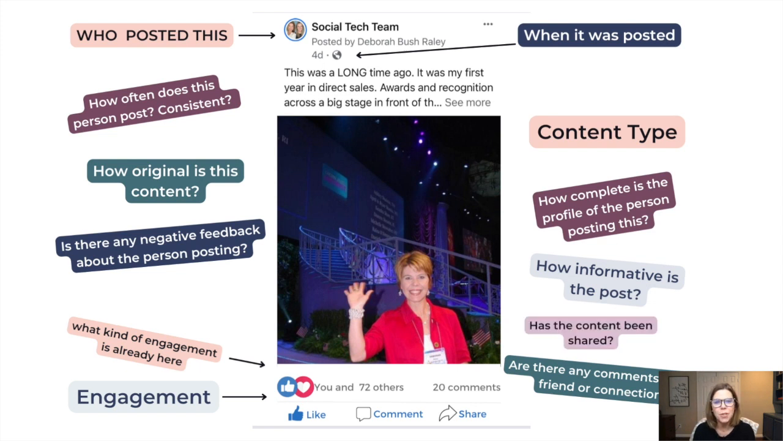The algorithm is also looking at the question, has this content been shared? Shared content is like giving someone a block of gold. It is so valuable. So when you come across content that has been helpful to you or given you value in some way, one of the best things that you can do for that small business is to share that content with your audience.